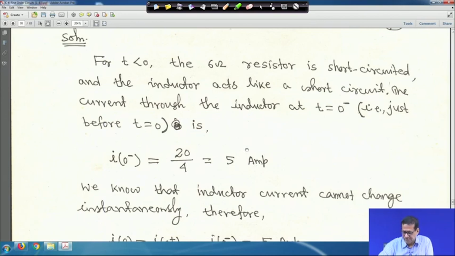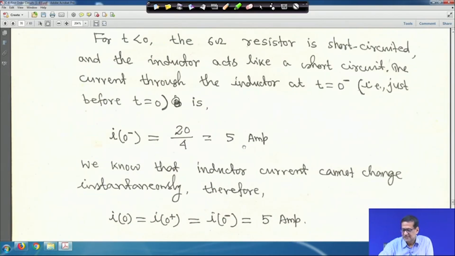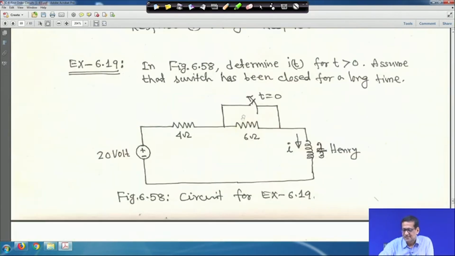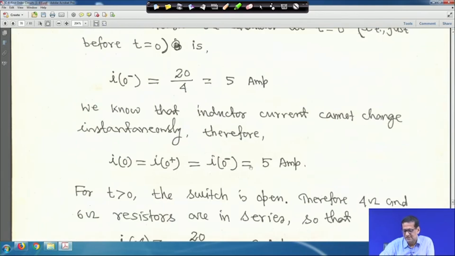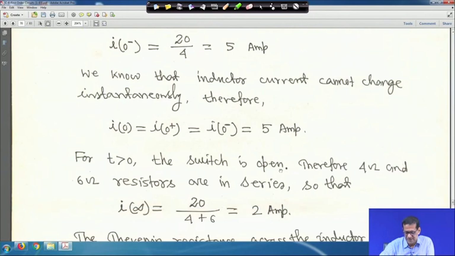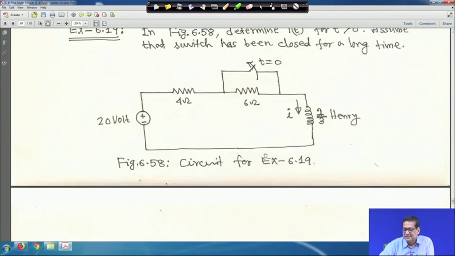Now, what will happen? The current through the inductor cannot change instantaneously. So, when the switch is opened, current through the inductor cannot change instantaneously. So, I(0 minus) will be equal to I(0 plus) is equal to 5 ampere. So, I(0 minus) is equal to I(0 plus) is equal to I(0) is equal to 5 ampere, right.